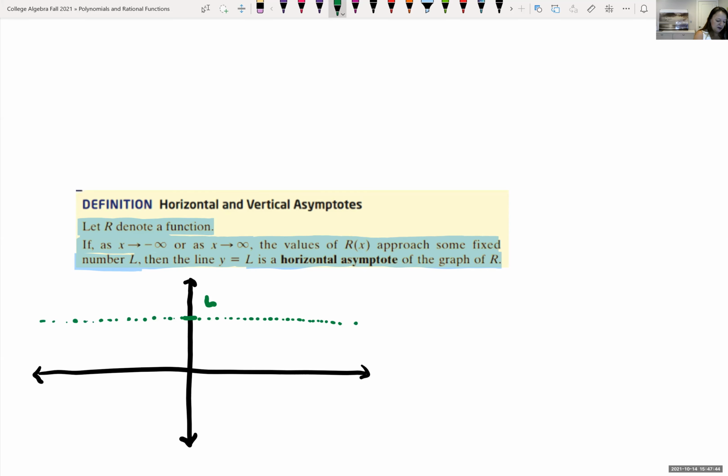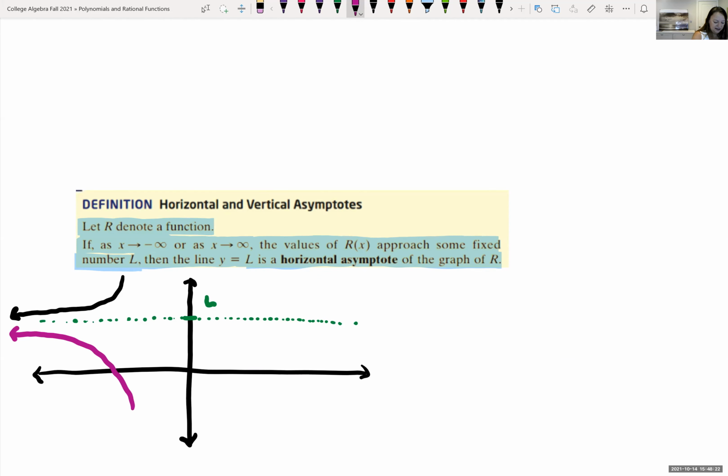And so what this is telling me is, as X is going off to negative infinity, my graph is going to start hugging this line. I'm going to start getting closer and closer to these Y values. And so it either can be above or below. So I could come down like this, would be an example. As X goes off to negative infinity, my Y value goes to L. It could look something like this, where it's on the other side.